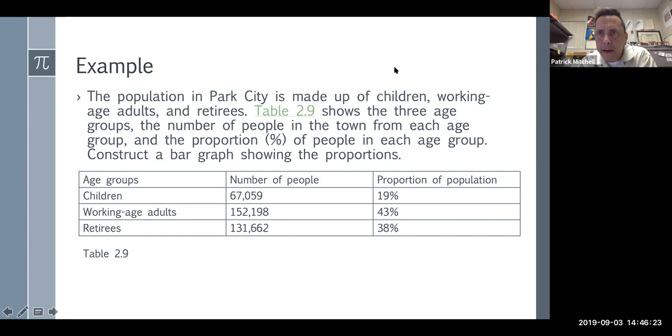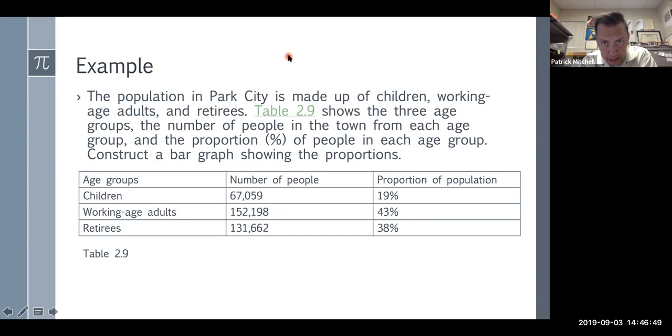So for this example, we don't have to pay any attention to the numbers of people. We're not going to use those. We're just going to put these as our categories along the bottom of the bar graph. And then we're going to use these as our frequencies. Okay, they can also be proportions. Frequency would be a raw number like this.